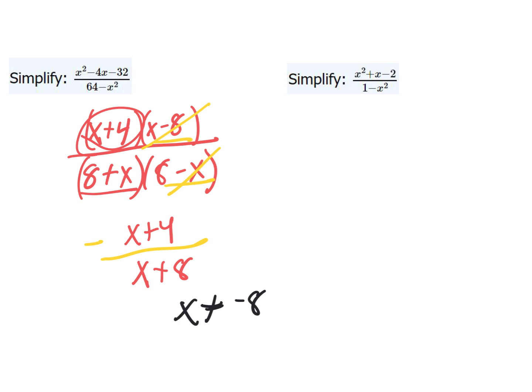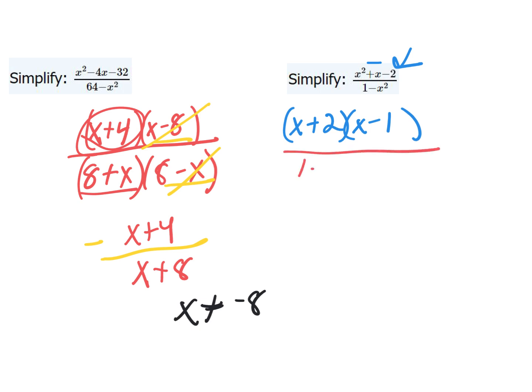And then if we look at our last problem here, in the numerator, two numbers that multiply to a negative 2 and that add to a 1 are positive 2 and negative 1. In our denominator, that's going to be 1 minus x and 1 plus x. Sorry, 1 minus x and 1 plus x. I just didn't write it down right.